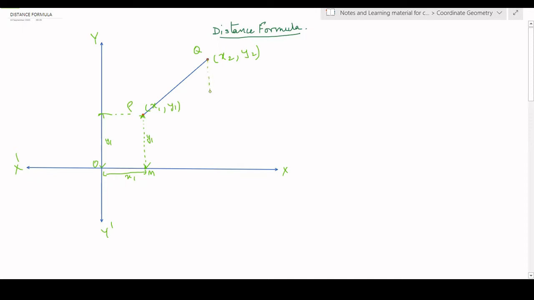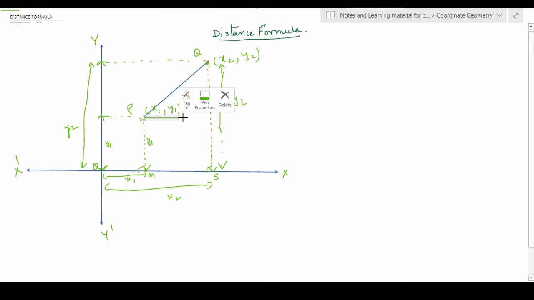Similarly, dropping the perpendicular from Q, the distance traveled from O to S is x2. That is why this abscissa for Q is x2, and this travel distance on y-axis is y2 distance. So this distance also will be y2 distance.